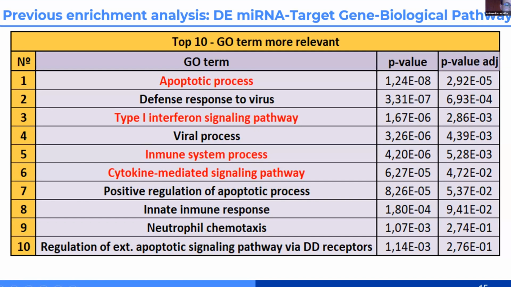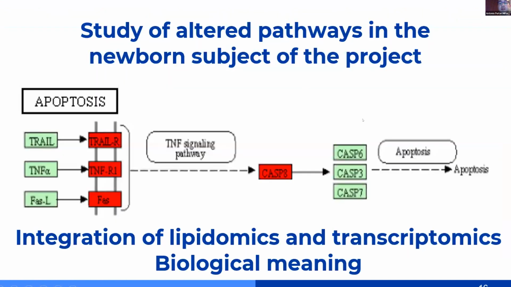So the final step of the study was to integrate both pieces of information, lipidomic and transcriptomic, so as to obtain a biological meaning. We have to study, in this case, the apoptosis process in the newborn subjects that we were studying, to obtain a biological meaning and a conclusion about the differences between both groups.